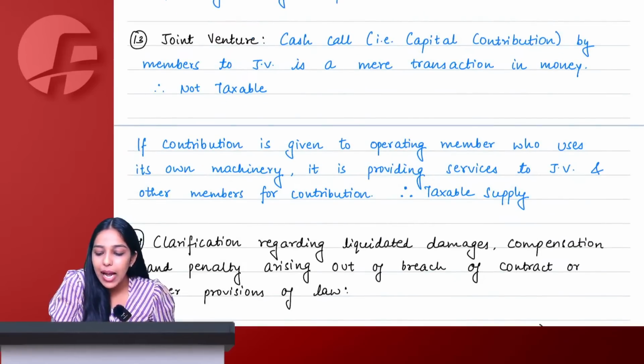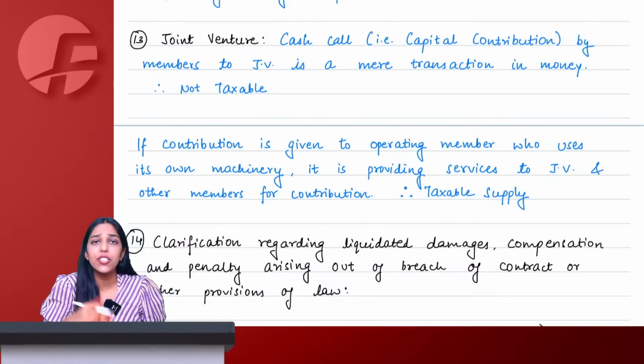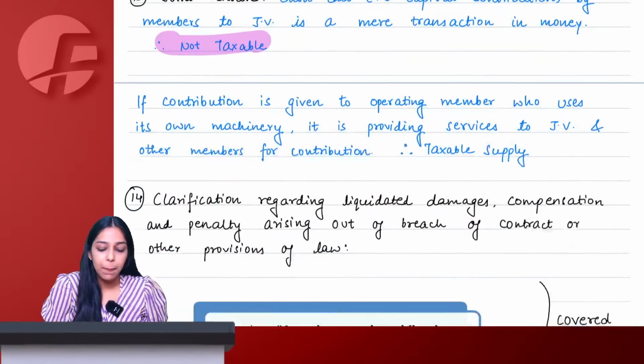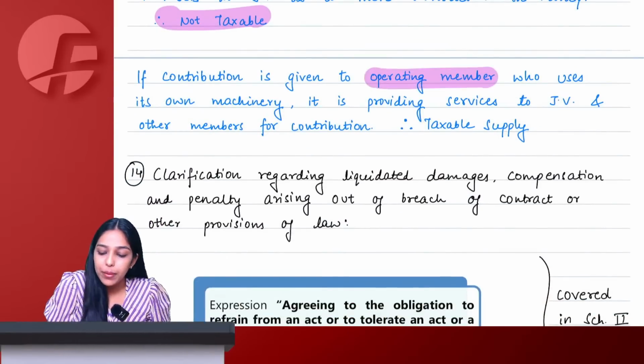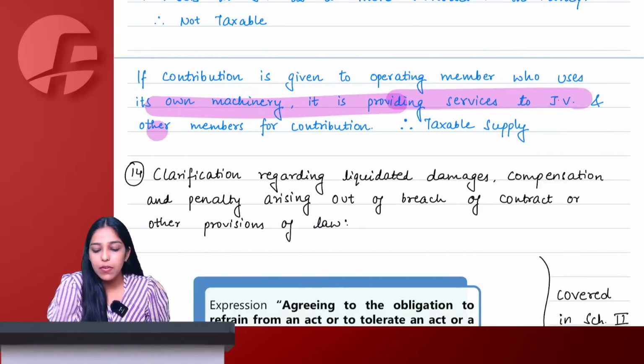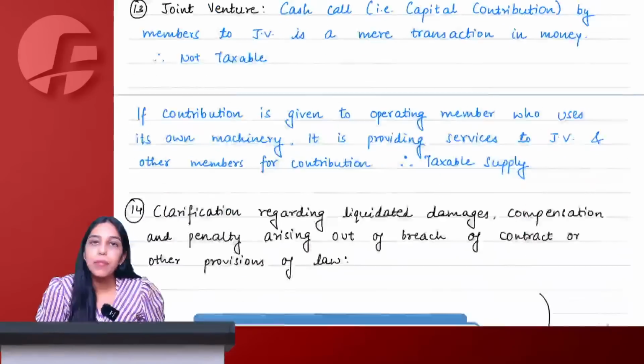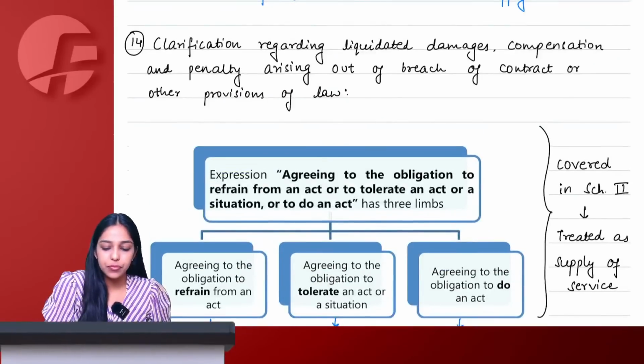So if mere cash call or capital contribution you are doing, it is a mere transaction in money, therefore not taxable. But if contribution is given to an operating member who uses its own machinery, then in that case we will say that we are providing services to JV and that is going to be taxable under GST.